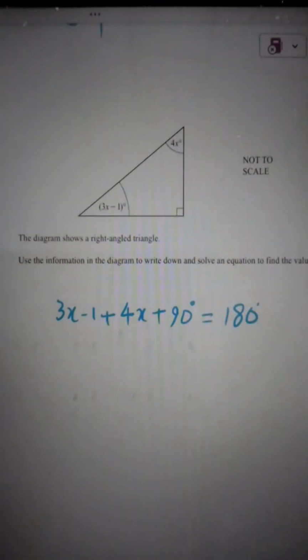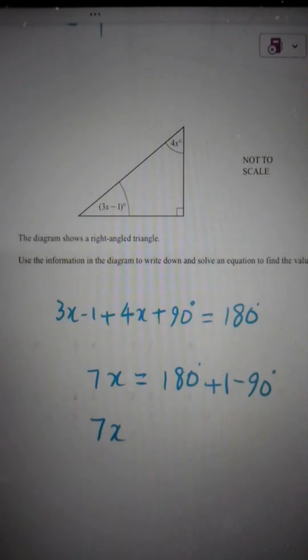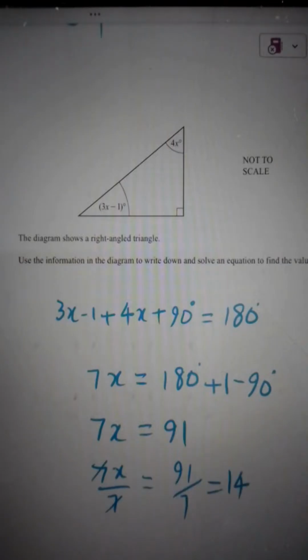So 3x plus 4x makes 7x, equal to 180 degrees. This one is shifted to the other side, so it will be added. 90 is shifted to the other side, so it will be subtracted. 180 minus 90 is 90. 90 plus 1 is 91. So now we solve this simple linear equation by dividing both sides by 7. We get the value of x as 14. So 91 divided by 7 is 14, obviously.